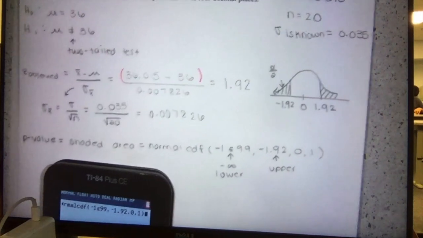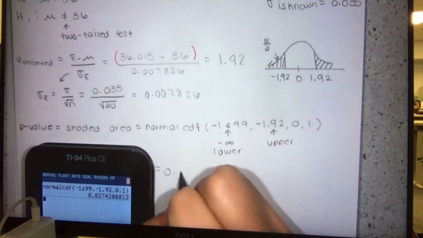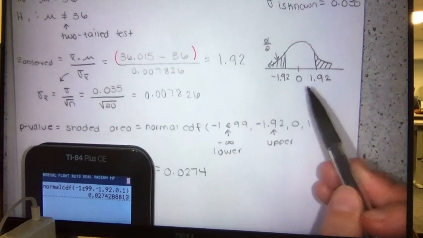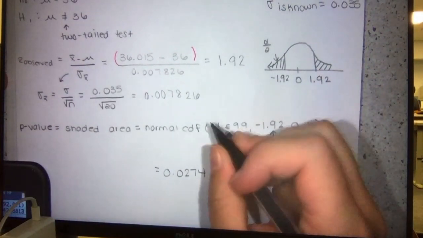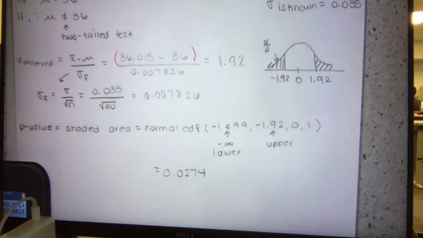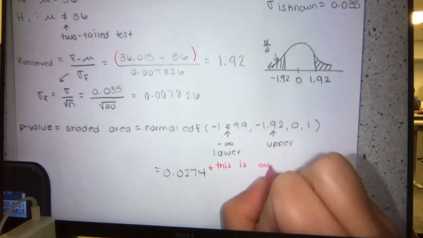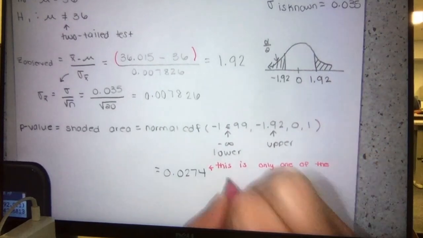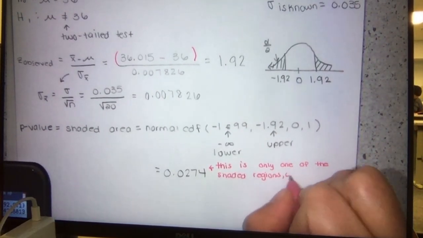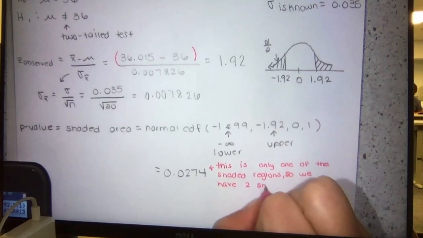So that should all look like this in our calculator, and we get 0.0274. But this is only this half. We have 2 of them, so that means you have to multiply by 2. Let me write a little note here. This is only one of the shaded regions. We have 2 shaded regions.